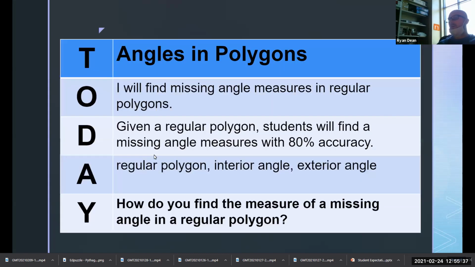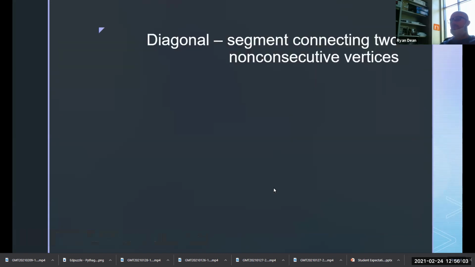Okay, here are the things that we're going to be talking about in this specific video. It's mostly just going to be finding missing angle measures in regular polygons, both on the interior and the exterior of the shape. So by the end of the video, you will be able to find the missing measure of regular polygons. Okay. A few things before we start, we need to talk about a few new definitions.